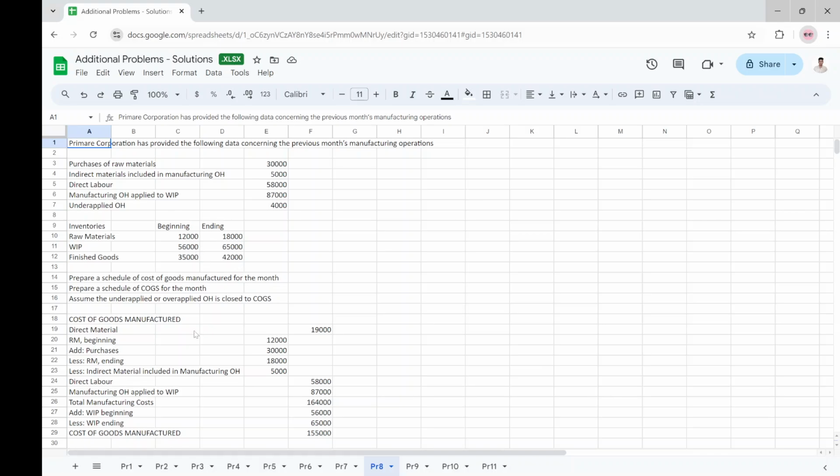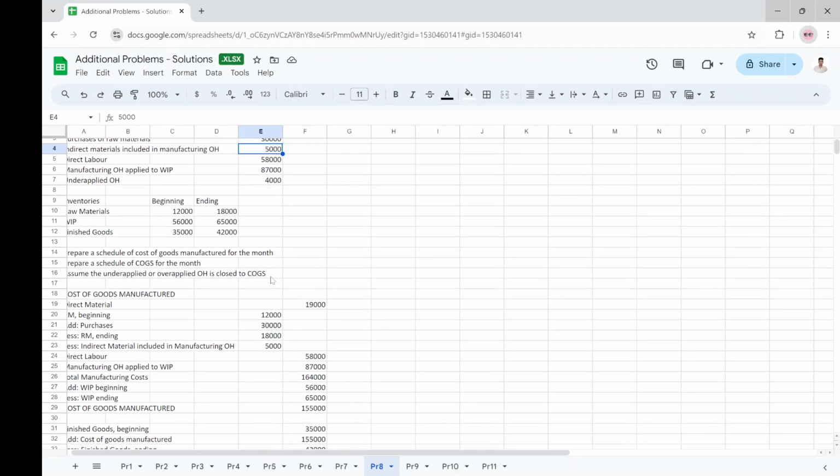Beginning, ending, beginning. So direct material 19,000. We can calculate beginning plus purchase minus on hand. So 42 minus 18, and also 5,000. 42 minus 18 is 24. And from that, 5,000 is indirect, so we will not take indirect, 19,000.